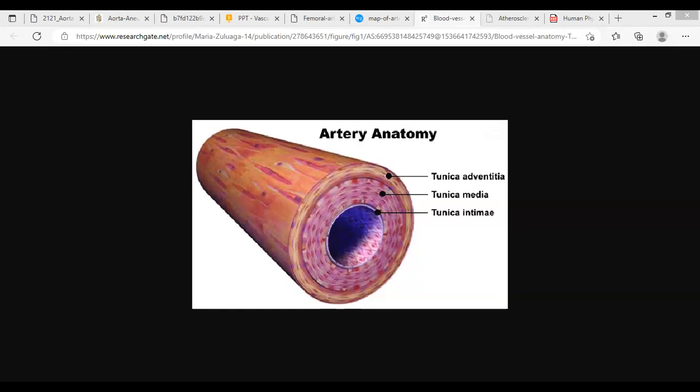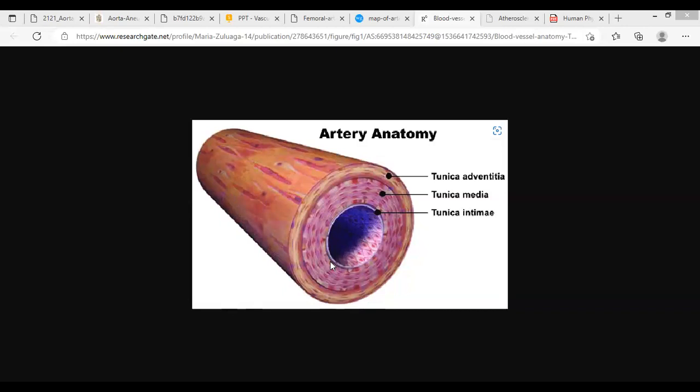So next, we'll look at the anatomy of an artery. And we know the artery just has 3 layers. The thin layer, this is the tunica intima, the media is the thick one, and then the adventitia is the outer one. So on this point, who can give us a summary of atherosclerosis?